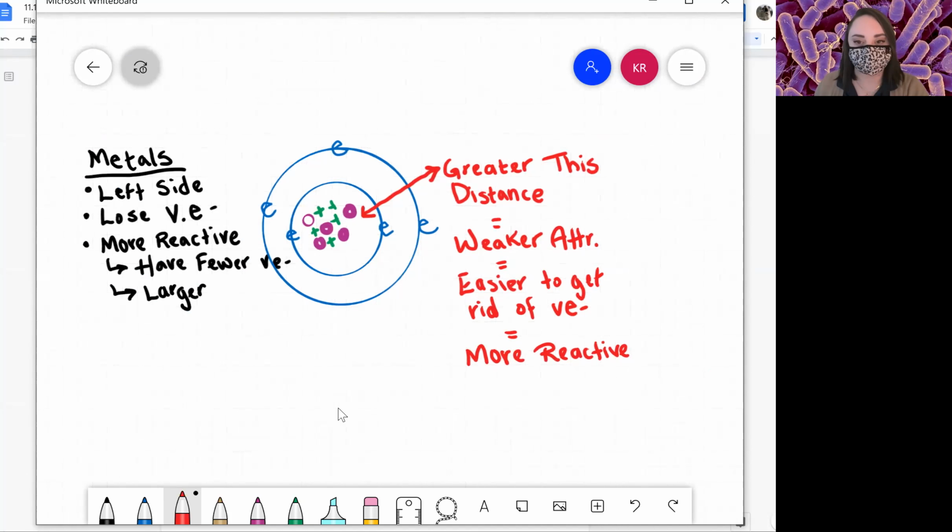Okay, now let's do the same type of processing for the nonmetals.